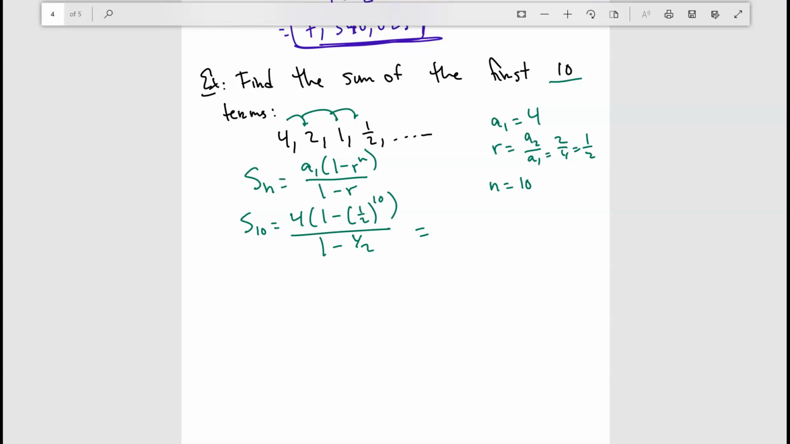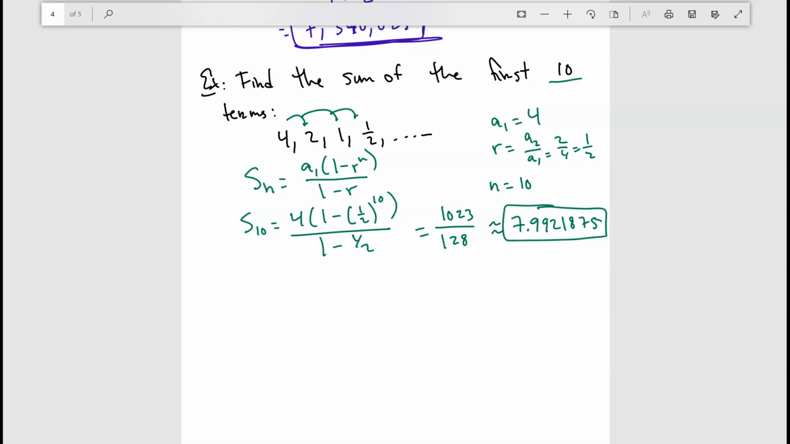So I'm going to put this in my calculator: 4 times 1 minus 1 over 2 to the power of 10, divided by 1 minus 1/2. And that's going to give me 1023 divided by 128. If I figure out what that is, it's approximately 7.9921875. Okay, that is my answer.